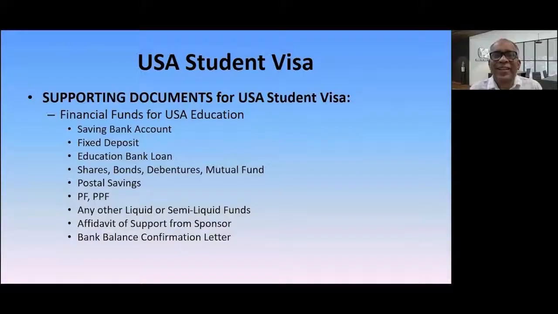In case you have missed checking these documents, I will show them again. You can see in the slide the financial documents that you need to show, which could be your saving bank account, your fixed deposit, your education bank loan sanction letter, your shares, bonds, debentures, mutual funds, postal savings, PF, PPF, and any other liquid or semi-liquid funds. Also important, if your father is sponsoring you, you have to carry an affidavit of support from your father, and a bank balance confirmation letter on that day could also be carried.